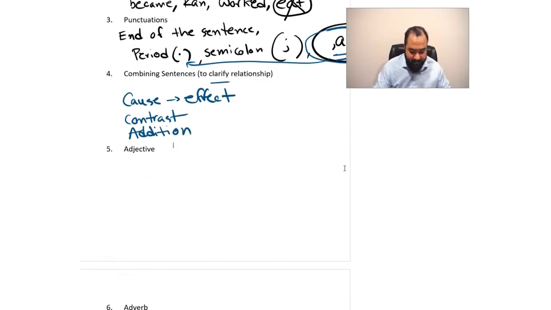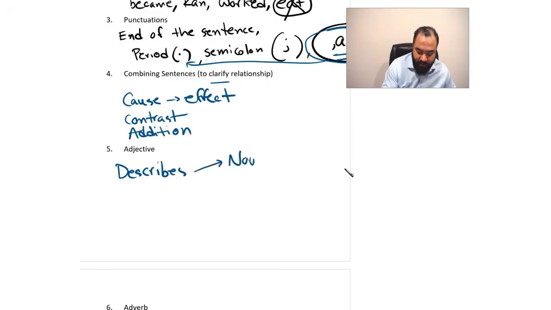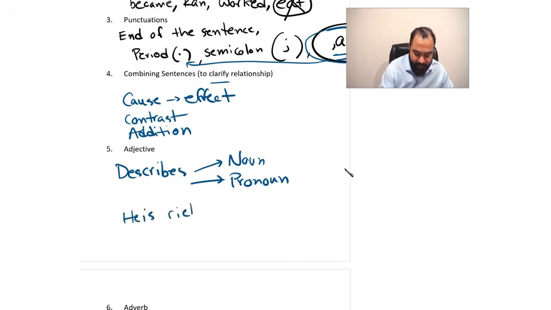So adjective. What is an adjective? You know that it describes what, guys? A noun or pronoun, right? That's what the adjective does. What you have to know about adjectives is, let's say, he is rich or wealthy. The word he, a pronoun, is described as rich. So this is an adjective. That's it.